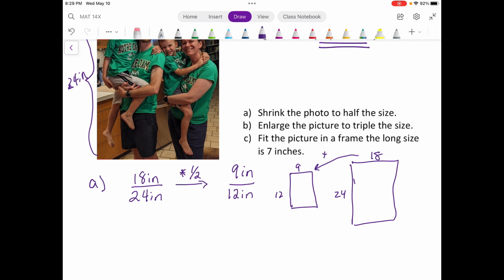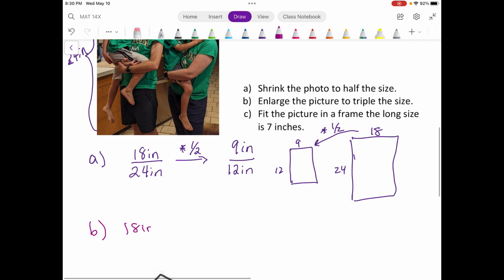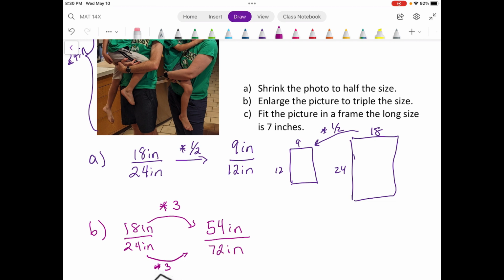Now, we can use the same reasoning to make it get bigger. I'd start with that 18 inches by 24 inches, but this time we want to triple it in size. So if I multiply all my dimensions by 3, then my new photo will be 3 times as big. And so I'd end up with 54 inches by 72 inches. In both of these cases, we didn't have a fixed side length. We were just saying, okay, we're going to make it bigger, we're going to make it smaller.